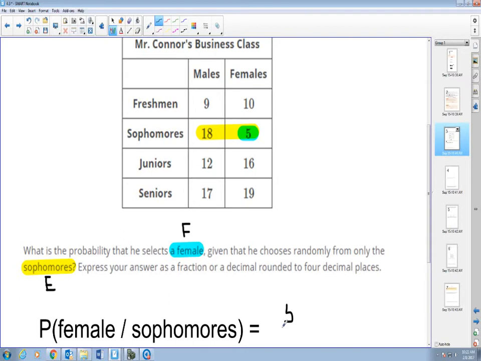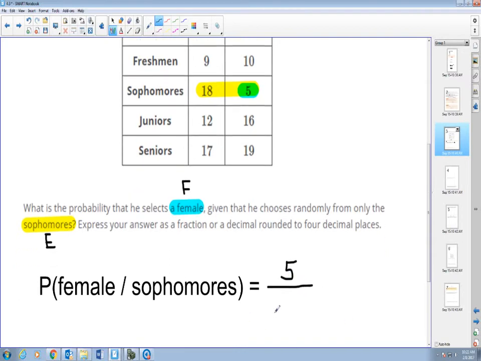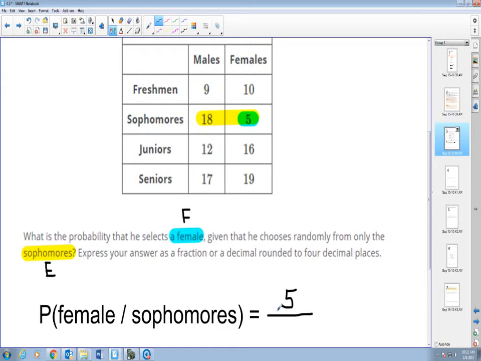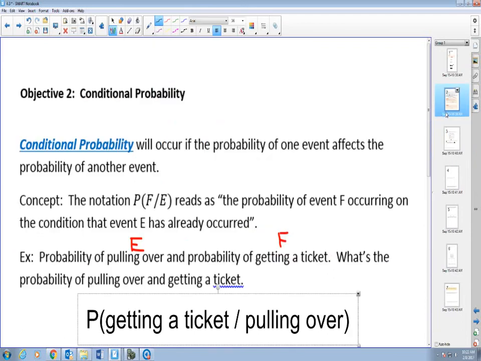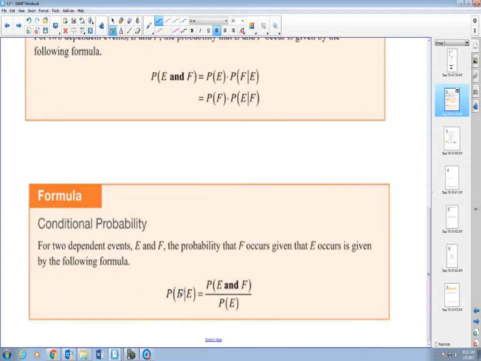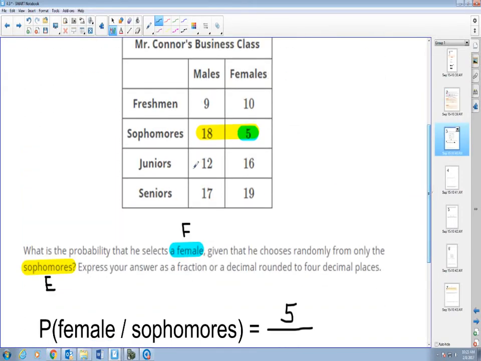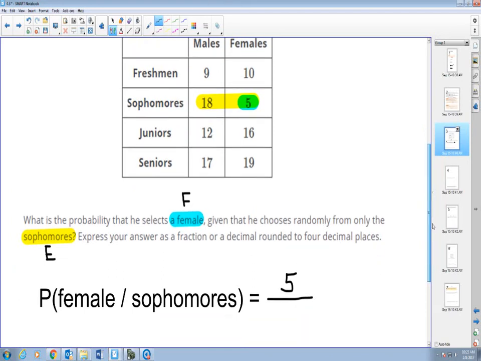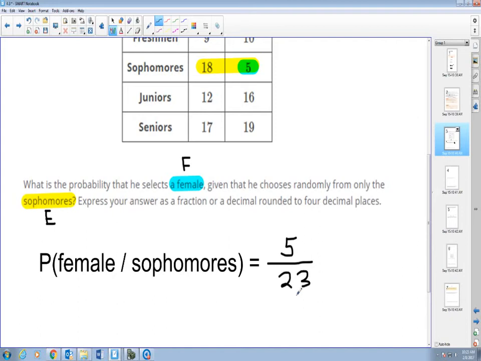But right now we are dealing with conditional probability. So my answer has to be 5 out of... here's the difference. What is my denominator referring to? My denominator has to refer to the probability of selecting a female given a sophomore. That will be the probability of being a sophomore and female, given that E, my first event, is referring to sophomore. And how many sophomores do I have? 18 plus 5, 23. So there's a big difference between the wording "given" versus "or".